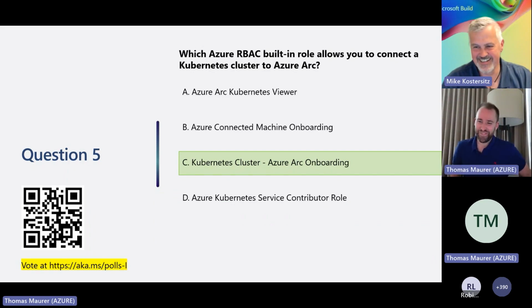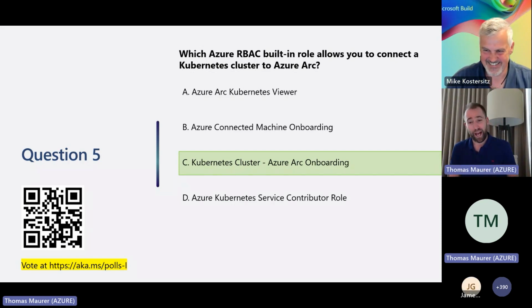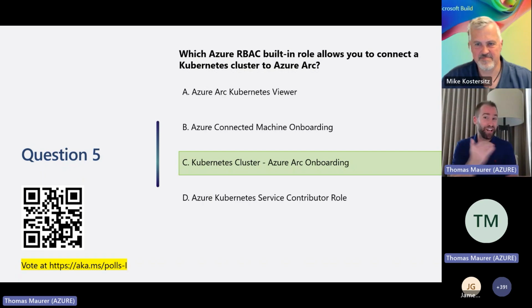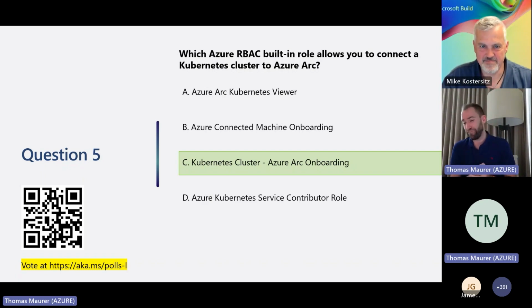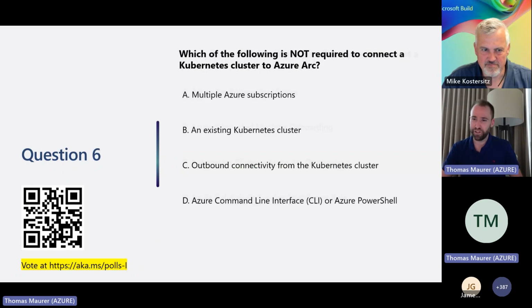There you go. It is actually C. So for those who selected B, Azure Connected Machine Onboarding, we have something very similar for the Arc-enabled servers. It could be that you potentially just read until B and thought, yeah, B is the one. But for Kubernetes, the role is called Kubernetes Cluster Azure Arc Onboarding. So let's jump to the next one here.